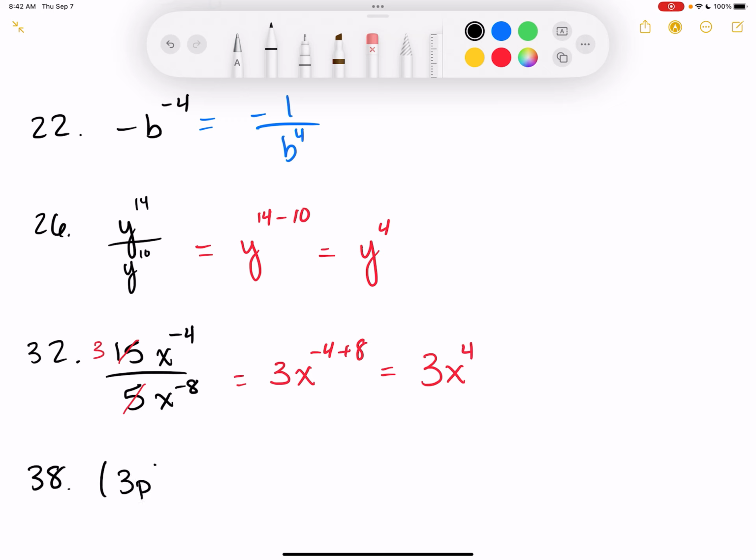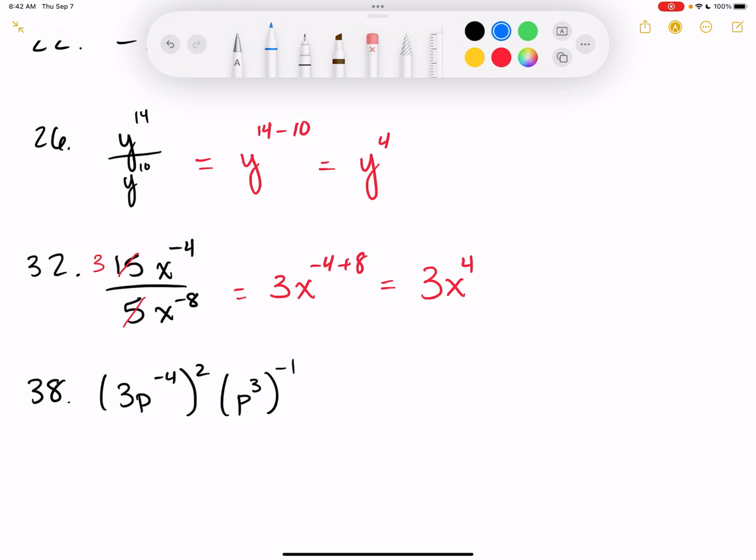3p to the negative 4 raised to the 2, so all that was in parentheses, times p cubed raised to the negative 1. So this one is going to be normal rules of exponents to start with. Okay, nothing weird to start with.